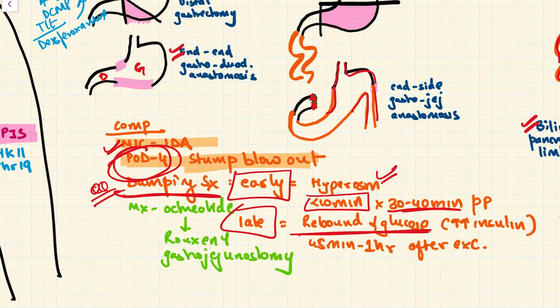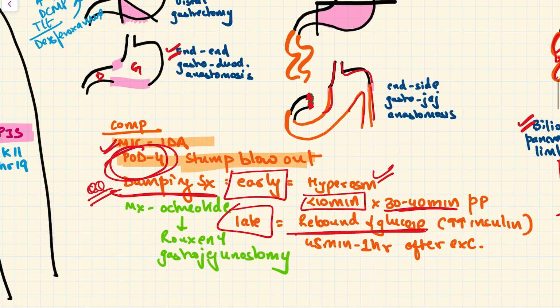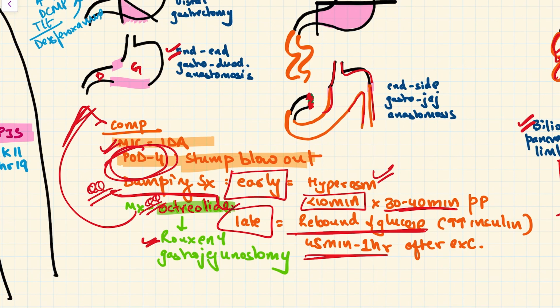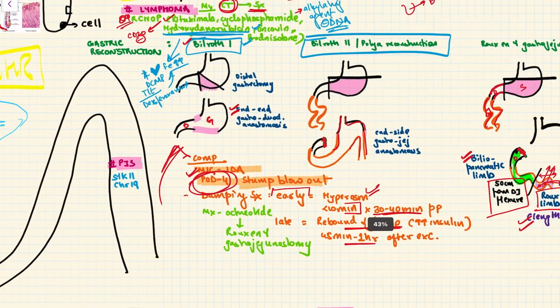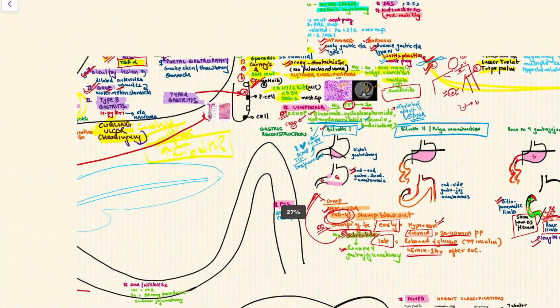Late dumping is due to rebound hypoglycemia. Why? Because due to the increase in insulin there is rebound hypoglycemia, and this will be seen usually 45 minutes to 1 hour after a meal. So the management is again octreotide. Octreotide was recently asked. I told you that whatever is recently asked becomes an important question along with the topic that it is associated with. So again for management we give octreotide, and the surgery that is done is Roux-en-Y gastrojejunostomy to prevent this complication.